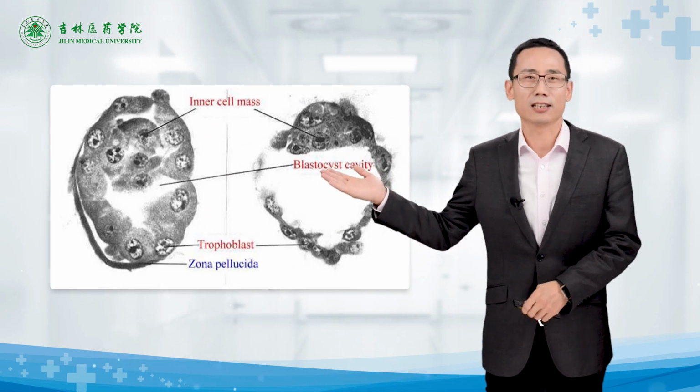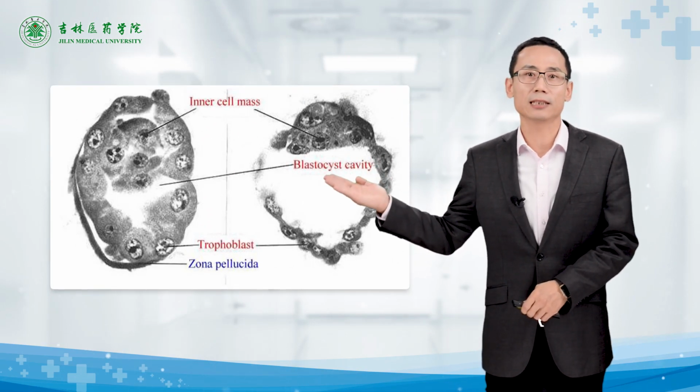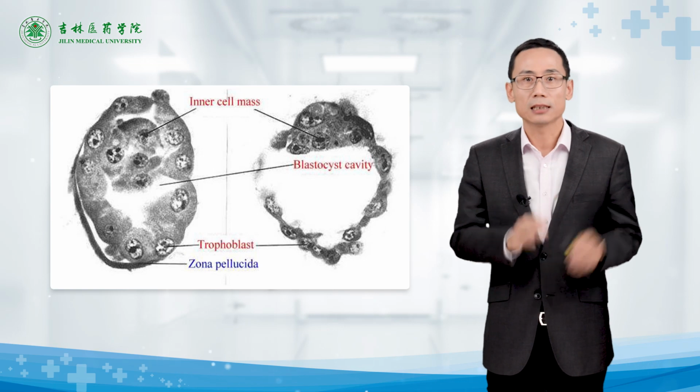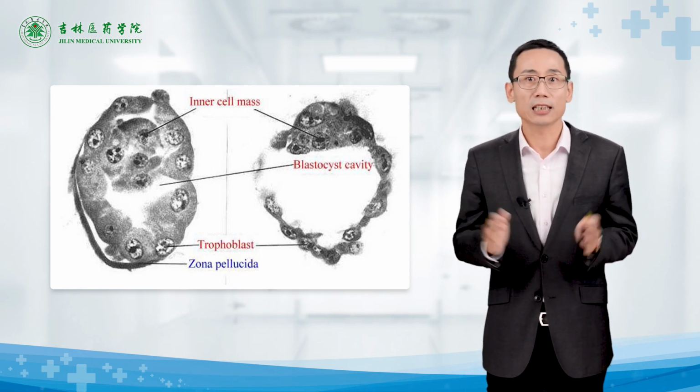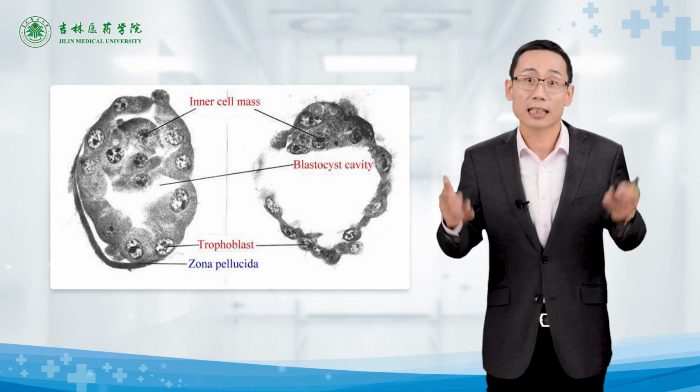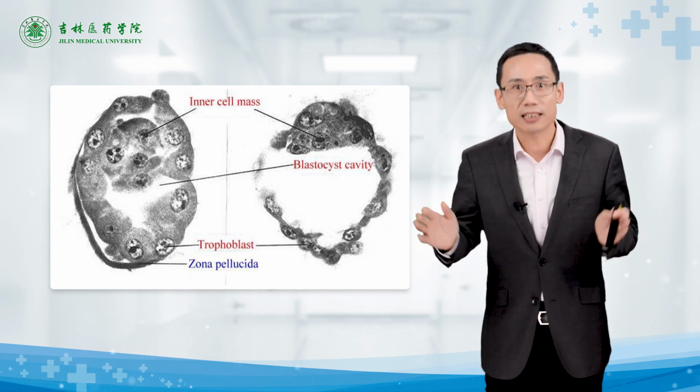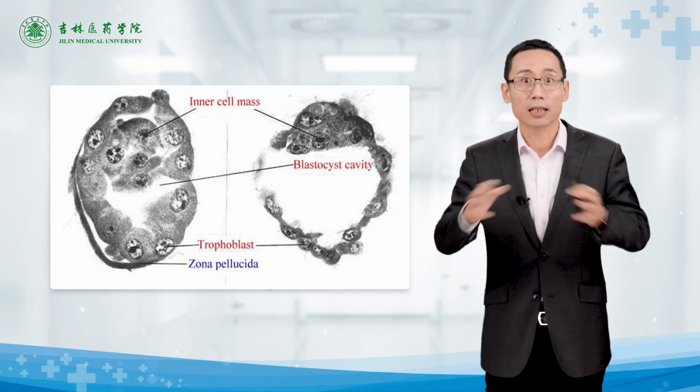This is a picture of early and late blastocysts. We can see the difference between them. The zona pellucida disappeared. The trophoblast cells became flat and the blastocyst cavity became large.